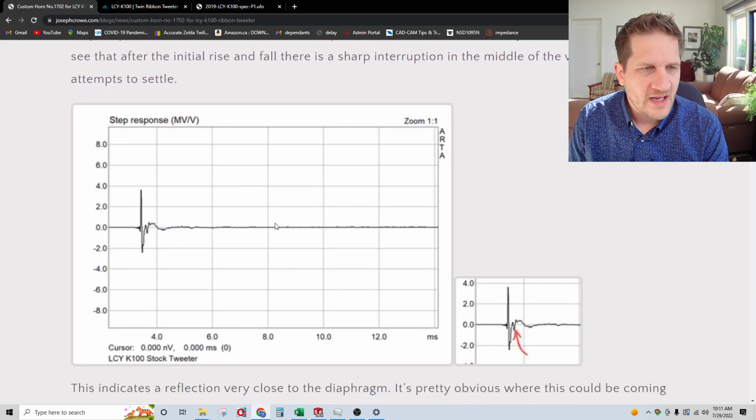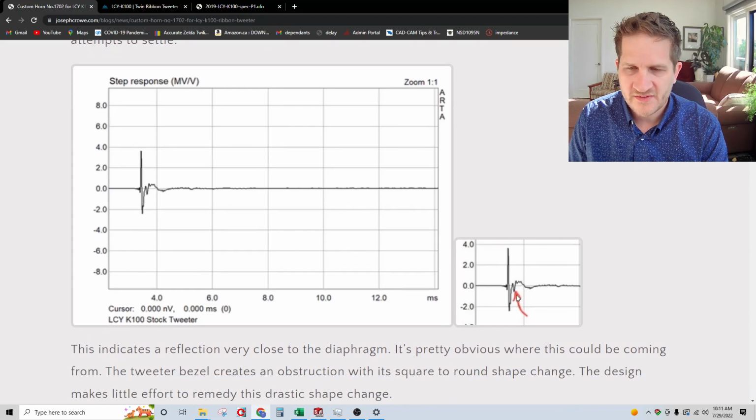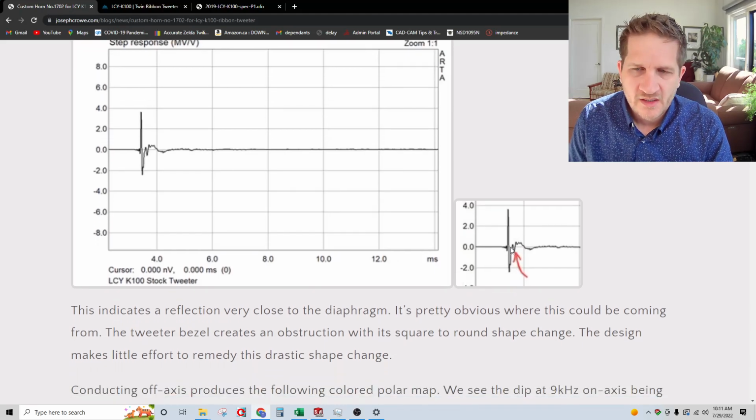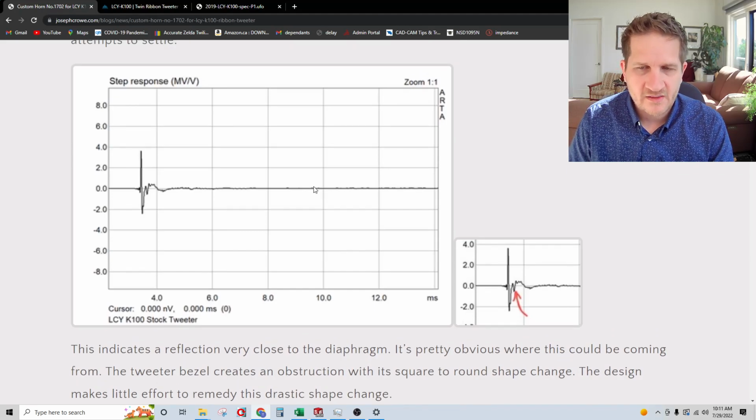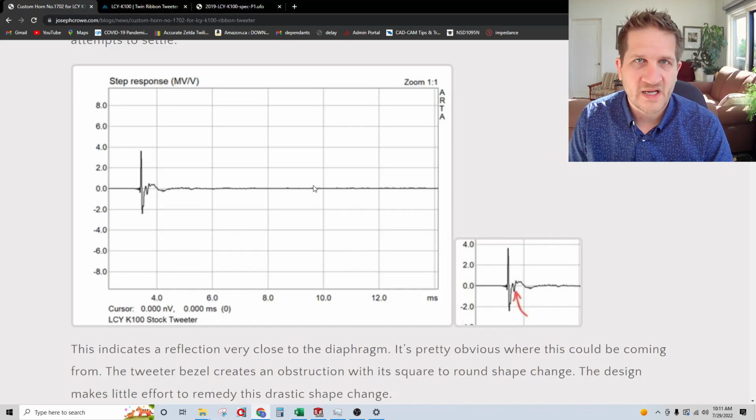Now, step response is very fast rise and fall. However, we do see this anomaly here, and I've just zoomed in and pointed to it. Within a millisecond, we still get this dip in the step response, which is really unusual for a tweeter, and I strongly suspect that's due to the circular bezel that they've added, where there's going to be a strong first order reflection back towards the diaphragm as a result of that abrupt physical transition.